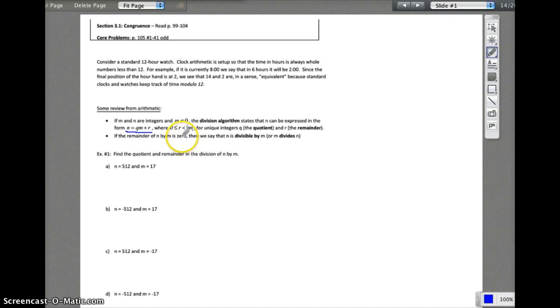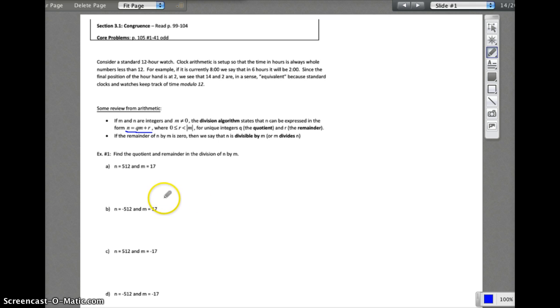The remainder must be positive, so it must be greater than or equal to 0 and less than the absolute value of m. So if r was bigger than m, then it means we could have had a larger quotient. So q is called the quotient, r is called the remainder. If the remainder is 0, then we say that n is divisible by m, or that m divides n. So let's look at some cases with different positives and negatives to see how this works.